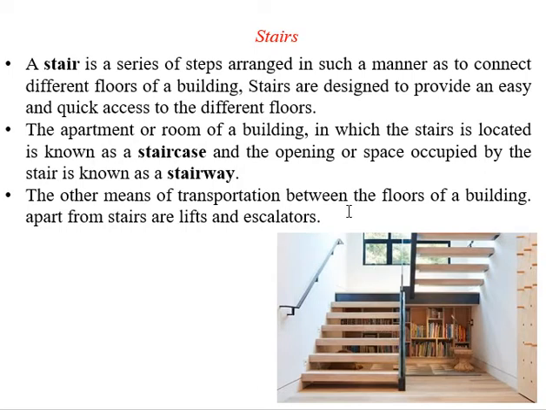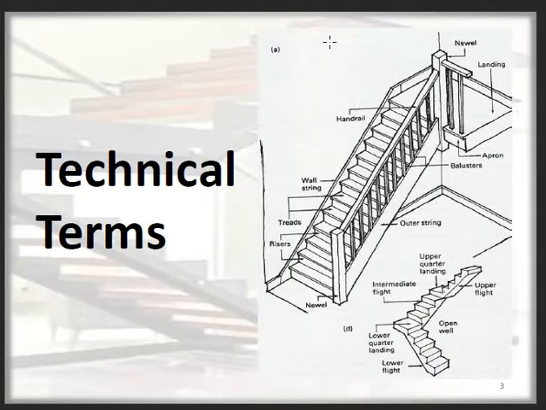So let us now briefly look into some of the common terminology that we are going to use in the stairs. We will go through some quick technical terms that will help us understand the stairs. This is a typical diagram of stairs which shows a series of steps. This is the newel post, this is the string or flight, these vertical columns are known as balusters, this is known as the handrail, and these are the wall strings.